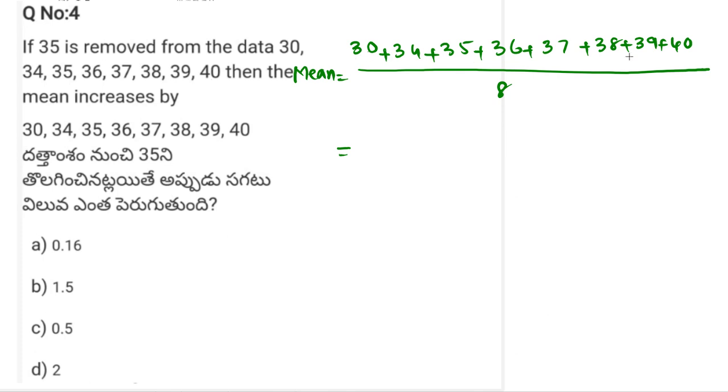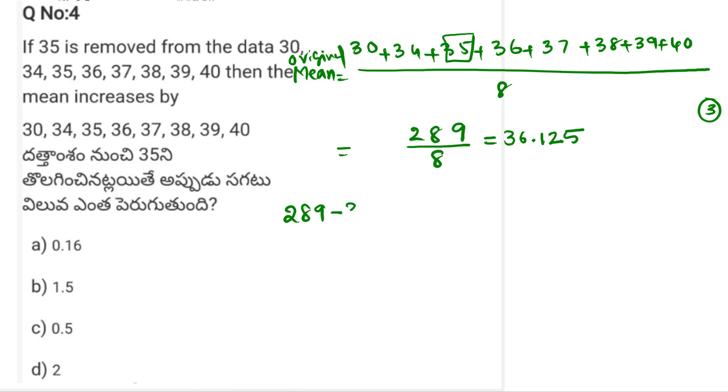If you add all these, how much you will get? 289 divided by 8. If you divide 289 by 8, the original mean is 36.125. Now if 35 is removed, then the sum will be decreased by 35. So 289 minus 35 is equal to 254. Therefore in this case mean equal to 254 divided by 7.